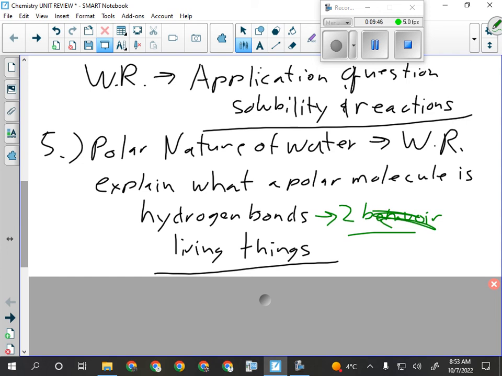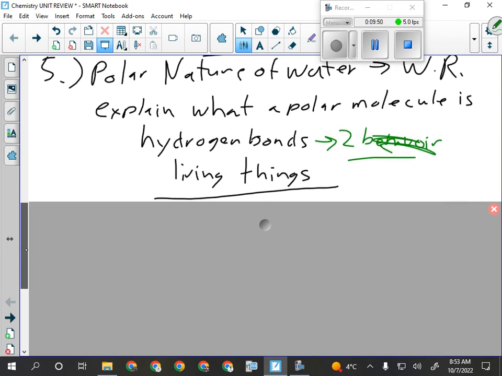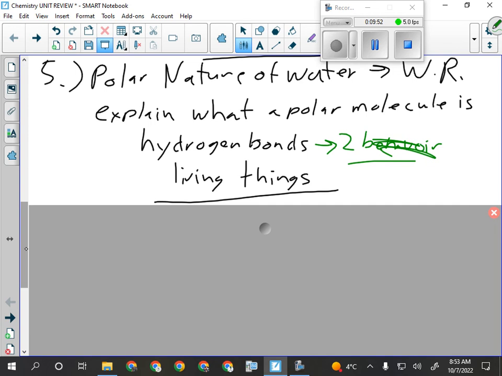So there'll be a written response question about that. Make sure you go over your notes from lesson 7. That's where that is. And be able to tell me what it means to be a polar molecule, what that does, and these things here as well.